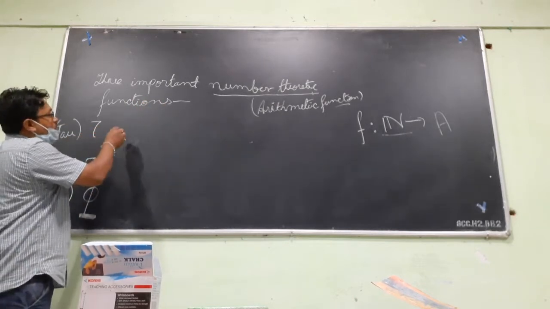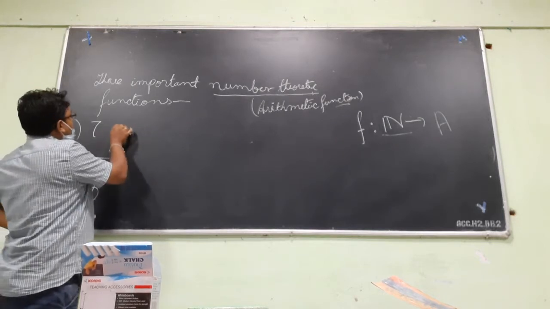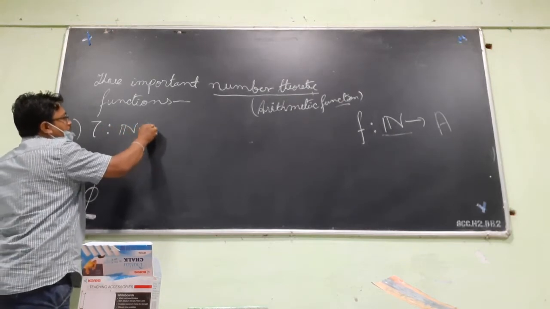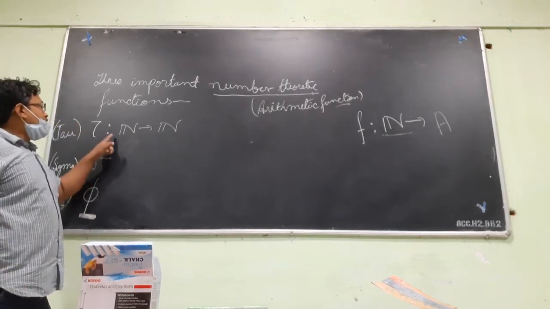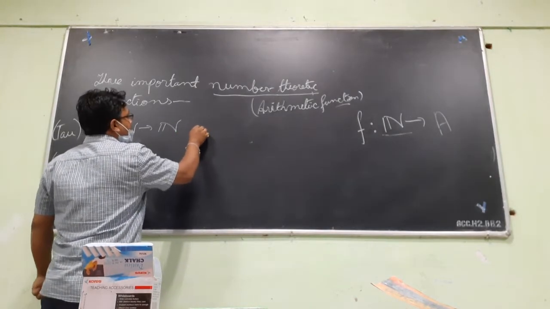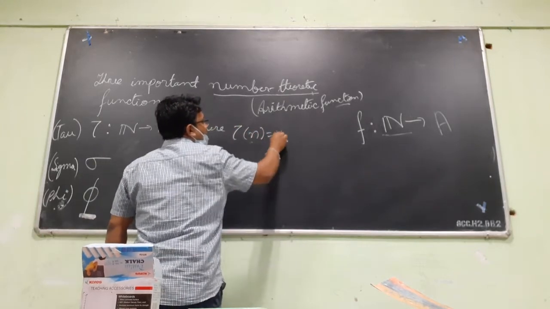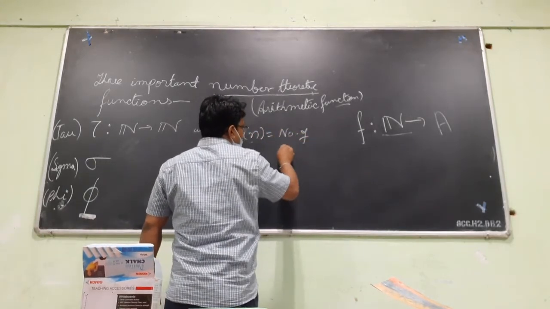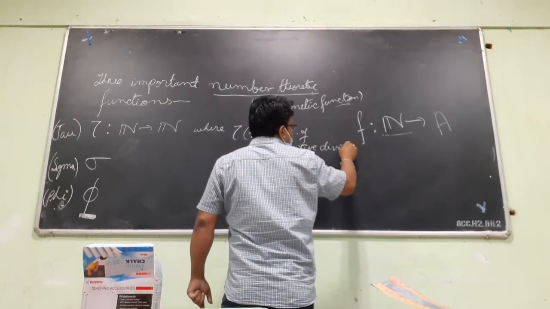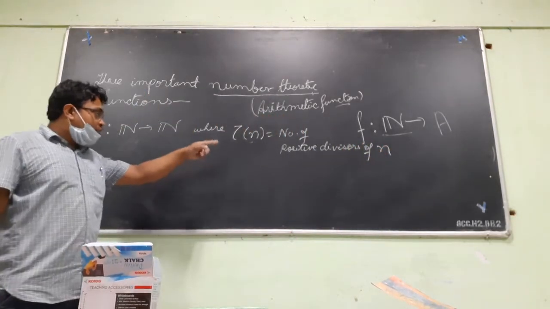So this tau is also a number theoretic function. So what does this function give? The function tau is a function from N to N. It is a function from the set of natural numbers to the set of natural numbers, where tau of n is equal to the number of positive divisors of n. Tau of n is the number of positive divisors of n.